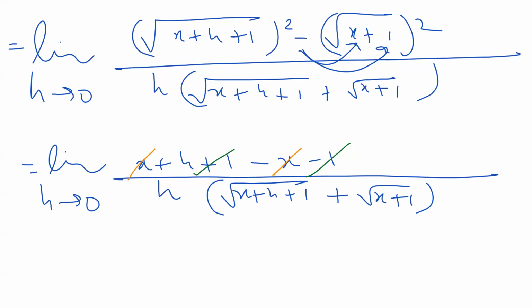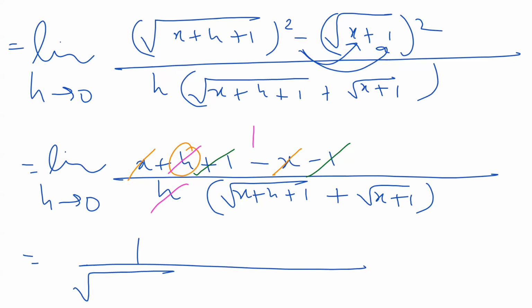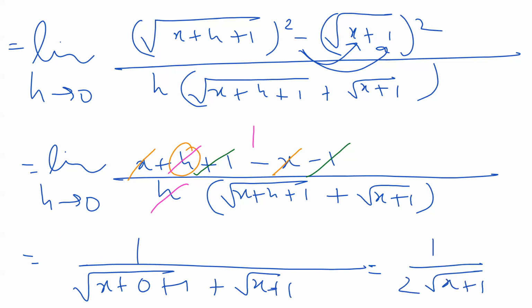Plus x minus x is getting cancelled. So we are left with h. So this h and this h is also getting cancelled. So we are left with 1 in the numerator. So put the value of h as 0 in the denominator because it will not impact the denominator. One upon 2 root x plus 1.